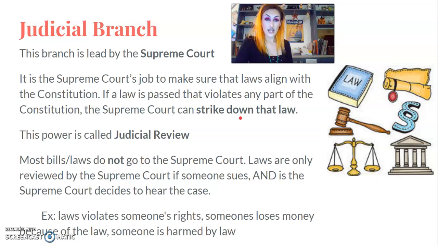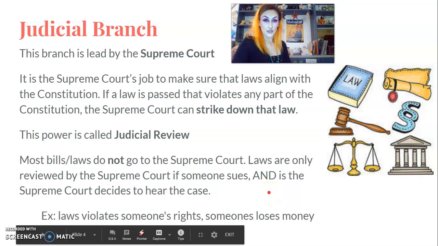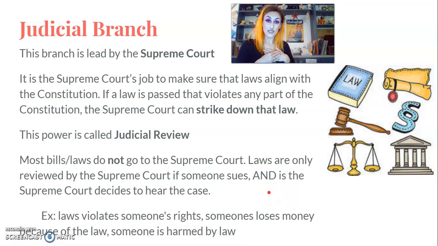Keep in mind, though, not every bill or law has to go to the Supreme Court. This is not necessary, right? Laws only go to the Supreme Court if somebody sues and if the court agrees to hear the case. They don't hear every case that gets sent to them, right? They get to pick. It's kind of one of their special perks, right? So maybe somebody might sue if a law that's passed violates their rights. Maybe they're losing money over this law, or they're personally harmed by it. So they might sue. The Supreme Court might pick up the case and look at a law and say, oh yeah, no, this is a violation of the Constitution. This law is not okay, and they could strike it down.